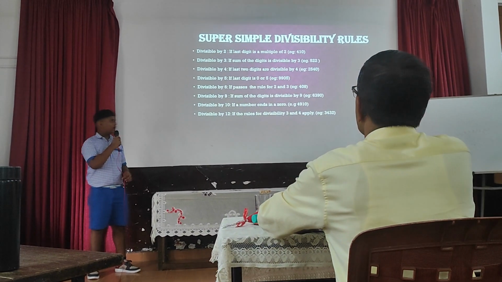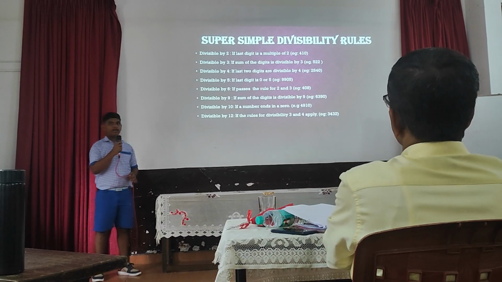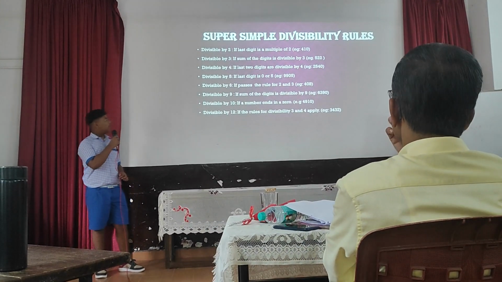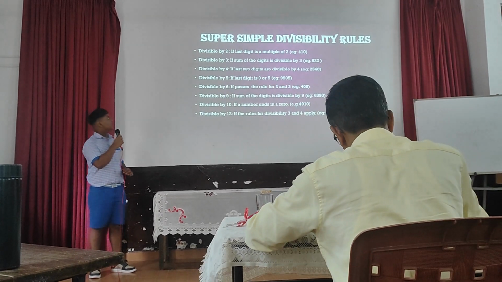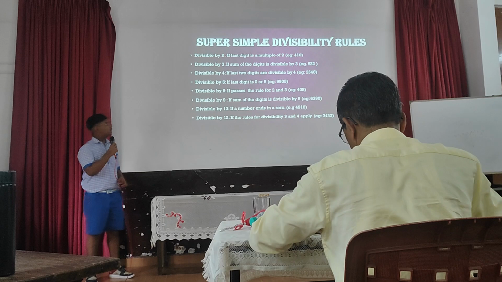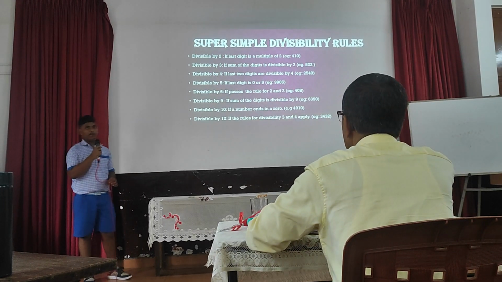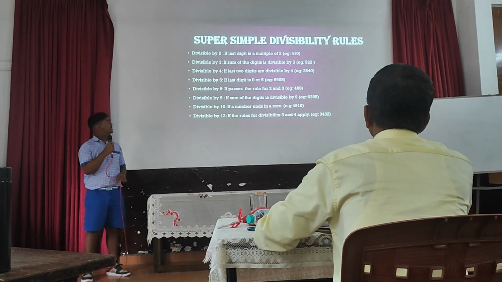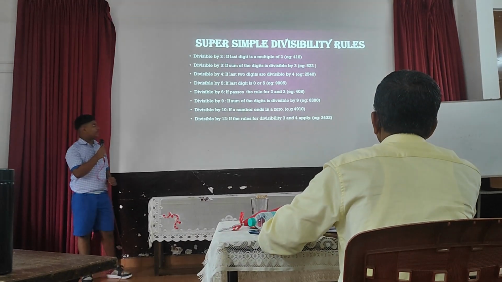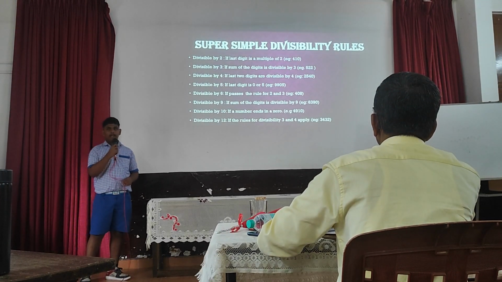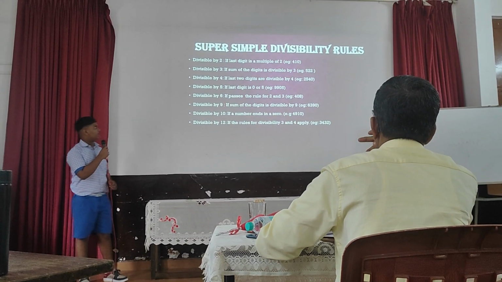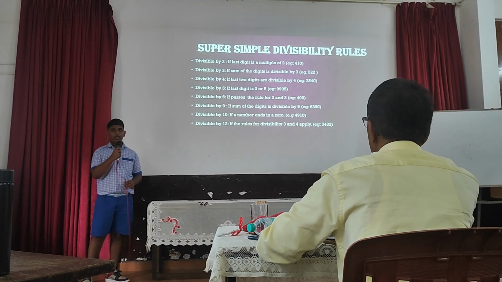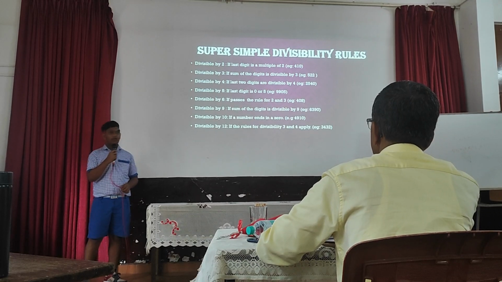We all know that it is very difficult to divide long numbers. So here are some super simple divisibility rules. First, divisible by 2. If the last digit is a multiple of 2, that number is divisible by 2. Divisible by 3. If the sum of the digits is divisible by 3, that number is divisible by 3. Divisible by 4. If the last two digits are divisible by 4, that whole number is divisible by 4.